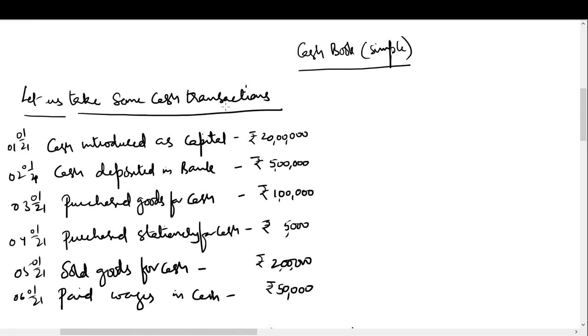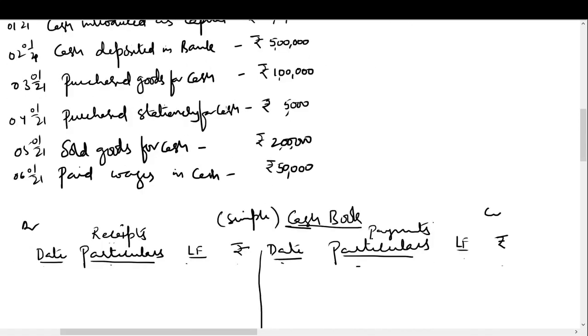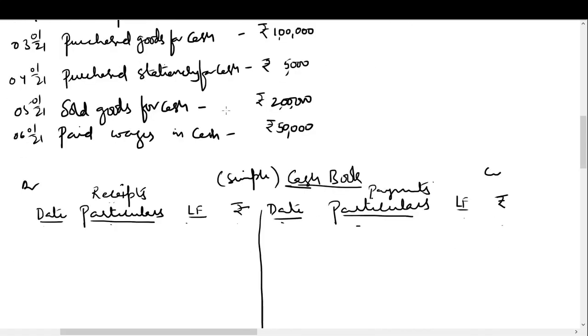I have written some transactions for ease. 1st January 21, cash introduced as capital by the businessman. So how do you record this transaction in the cash book? It is a receipt of cash, hence we'll go to the receipt side. 1st January 21, we'll write to capital, rupees 20 lakhs.